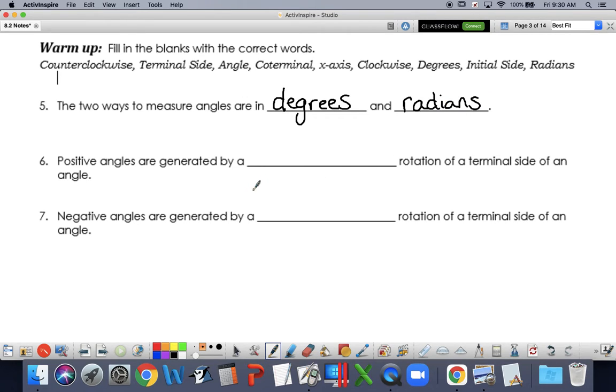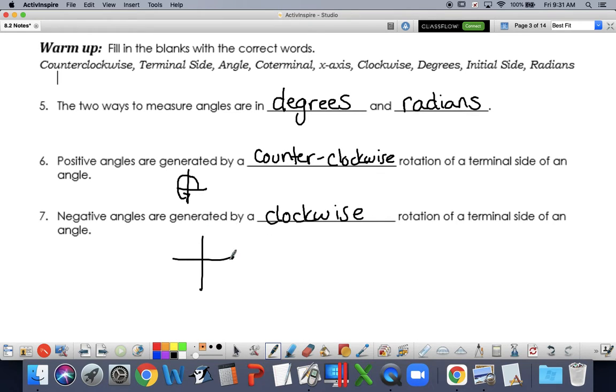Positive angles are generated by a counterclockwise rotation. When we're first learning angles, you may want to go in a clockwise rotation, but if we see a positive angle, we're actually going to go counterclockwise this way. Whereas negative angles, we're going to form by doing a clockwise rotation. So if we get a negative angle, we're going to start here and go this way. And the more we practice it, the more familiar you'll be with it.